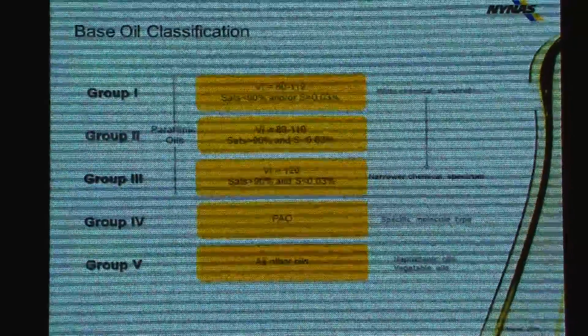As you're all very familiar with the various API groups, really born out of the automotive industry, focusing primarily on the viscosity index, sulfur, and saturates. So even though naphthenic oils are in Group 5, which seems very far away from paraffinic Groups 1, 2, and 3, from a chemical perspective, they overlap quite a lot, and they're pretty close to each other. So I don't like to focus too much on API classifications of base oils.